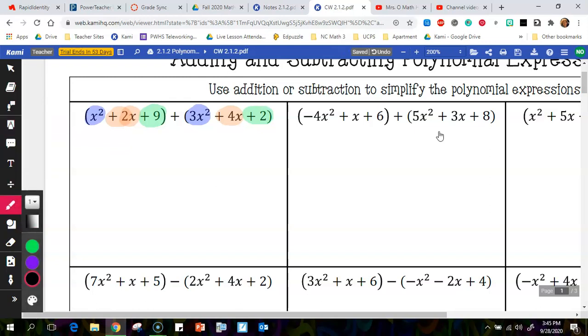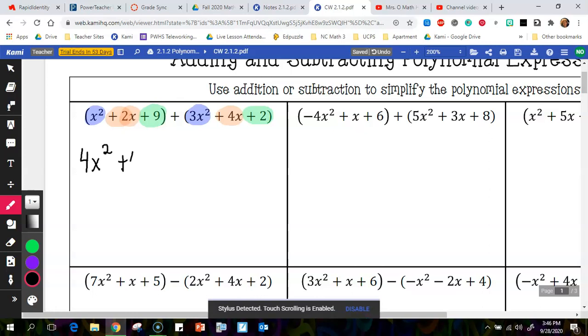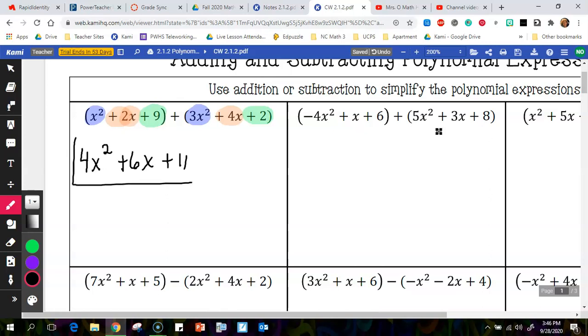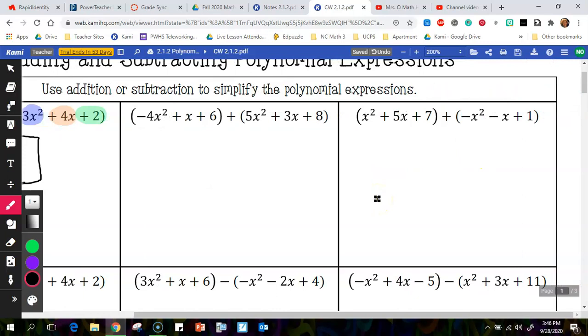Okay, so we've identified our like terms, so now we can combine them, and this is addition, so we don't have to change anything before we start working. This would be 4x squared, and then 2x plus 4x plus 6x, and then plus 11. That's all you have to do. We combine like terms, so that's pretty much it. Okay, let's move over to the next one.